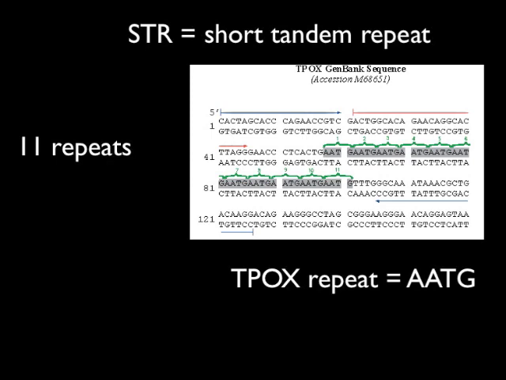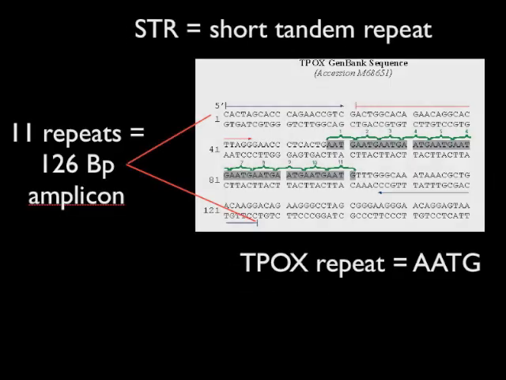We use PCR to make many copies of the DNA surrounding and including the STR, and this chunk of DNA amplified by PCR is called the amplicon. With 11 repeats, the amplicon is 126 base pairs long. The variability between individuals is a result of the differing number of repeats in a person's STR.